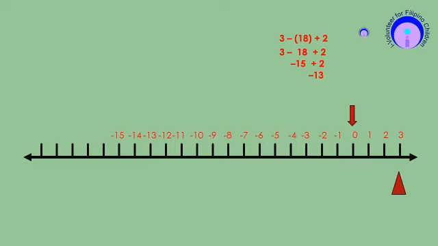Now, let's prove that our answer is correct. Starting from 3, we are subtracting 18 units. That is why we are moving towards the left.